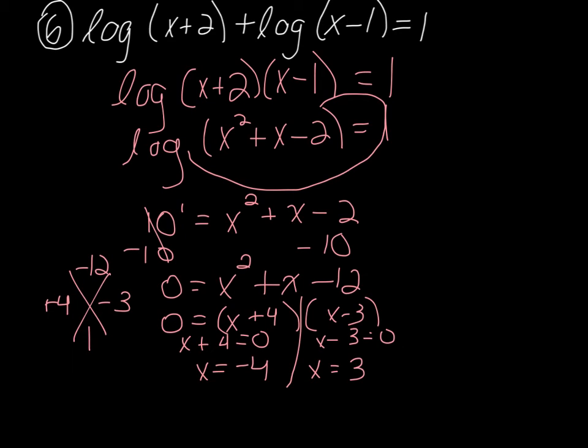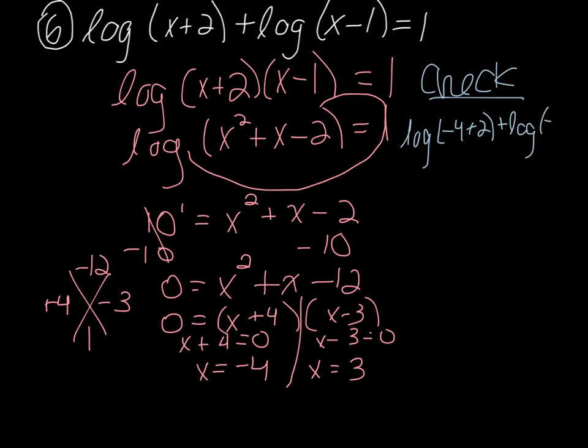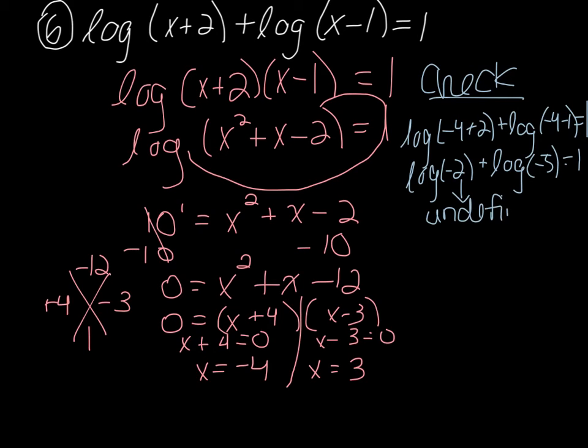But I need to check my answers. So when I check at negative 4, I get the log of negative 4 plus 2 plus the log of negative 4 minus 1 has to equal a positive 1. Well, this is the log of negative 2 plus the log of negative 5 equals 1. You cannot take the log of a negative number. It's undefined. So therefore, x equals negative 4 is an extraneous solution.